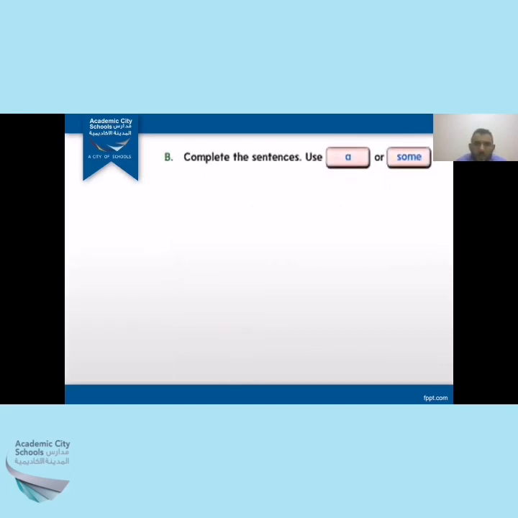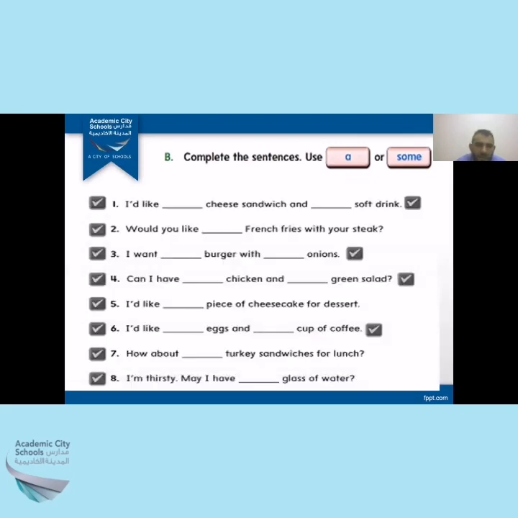Exercise number 2. Complete the sentences. Use a or some. Here we have sentences, 8 sentences. Number 1, I'd like space cheese sandwich and space soft drink. I'd like, is it some or a? Excellent. A cheese sandwich and, not some, excellent. A soft drink.